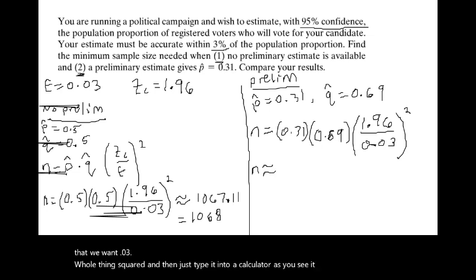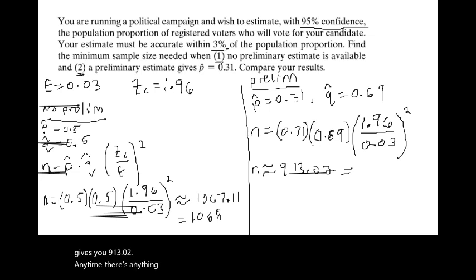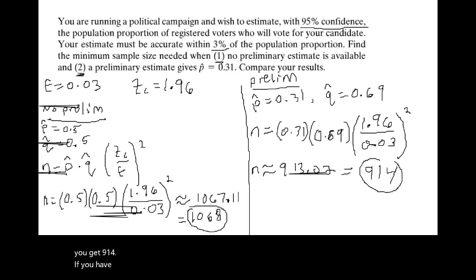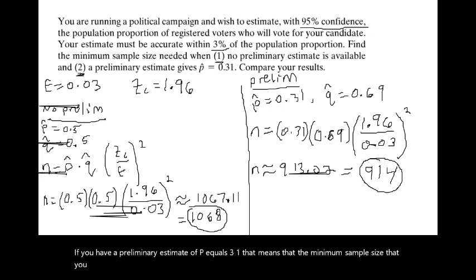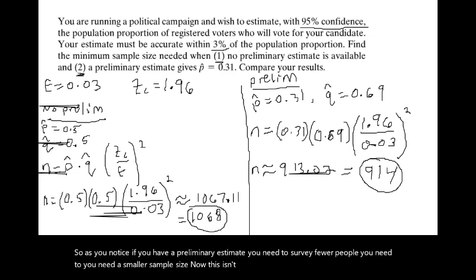So on a calculator, it gives you 913.02. Anytime there's anything after the decimal, you should round up to the next whole number, so you get 914. So if you have a preliminary estimate of p hat equals 0.31, that means that the minimum sample size you need to guarantee a margin of error of 3% with 95% confidence is 914. So you would need to survey 914 people. As you notice, if you have a preliminary estimate, you need to survey fewer people. You need a smaller sample size. Now, this isn't a small sample by any means, but it is smaller than if you had absolutely no preliminary estimates.